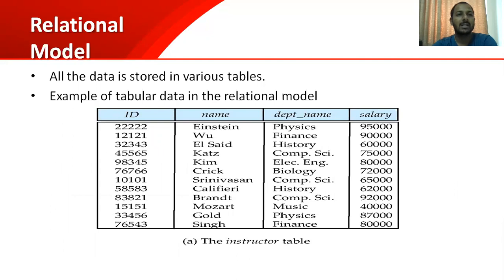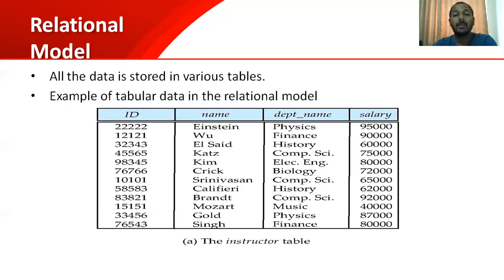Now let us start with the relational model. All the data is stored in various tables. An example of tabular data in the relational model is given here. This is the instructor table. Different IDs are taken here, the name of each and every instructor is taken here, each instructor's department is mentioned over here, and the salary of each instructor is mentioned over here. So this is ID, name, department and salary.